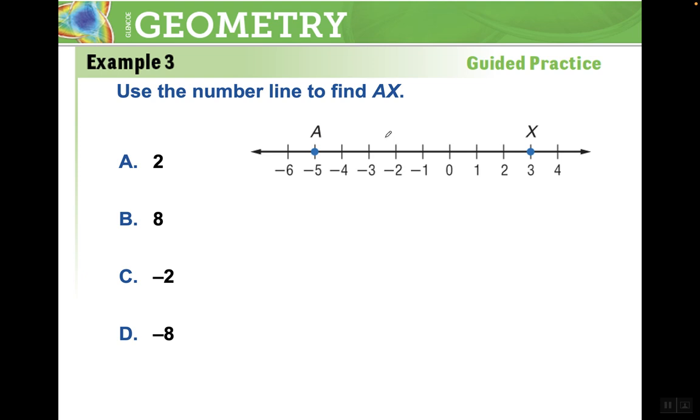Okay, so I'll let you count these out. Already you should have known it wasn't C or D, because distance cannot be negative. It's always going to be the absolute value. It's always going to be positive.